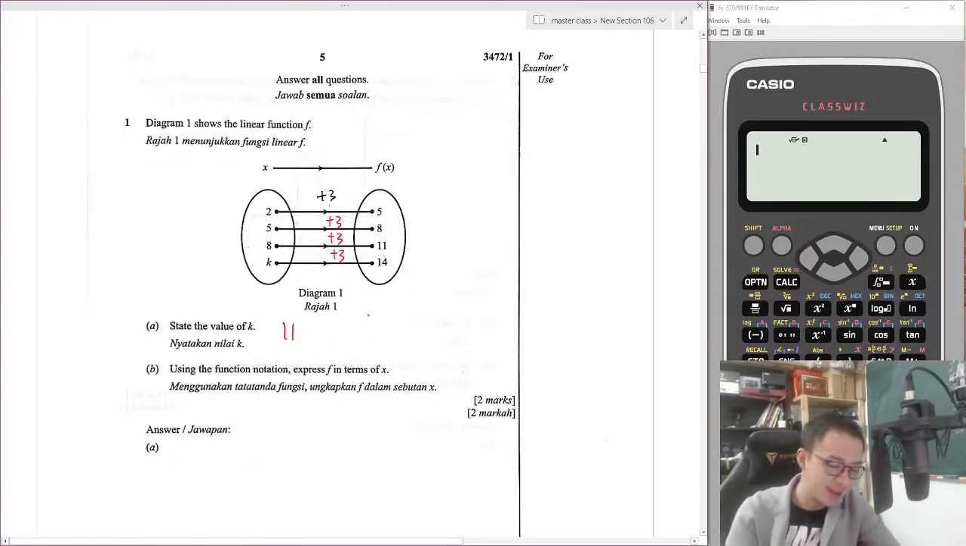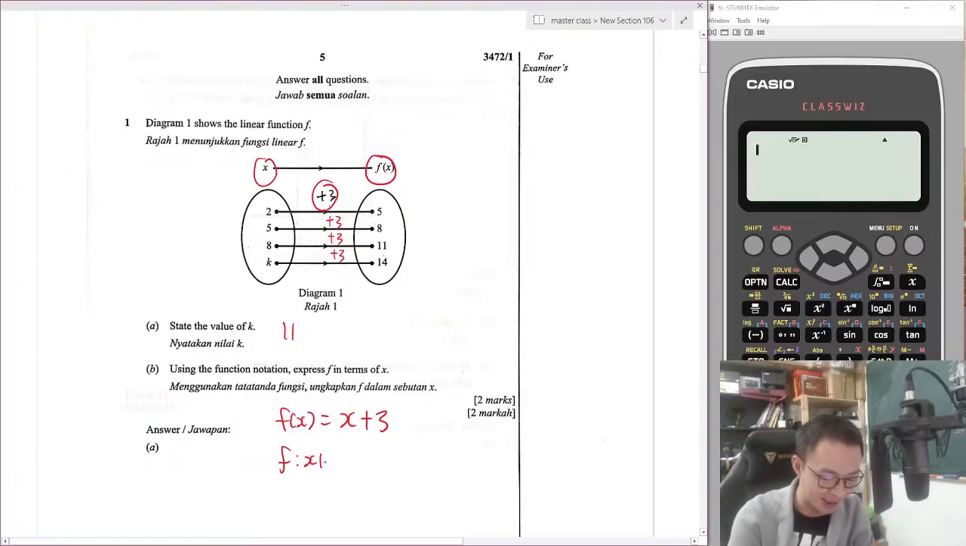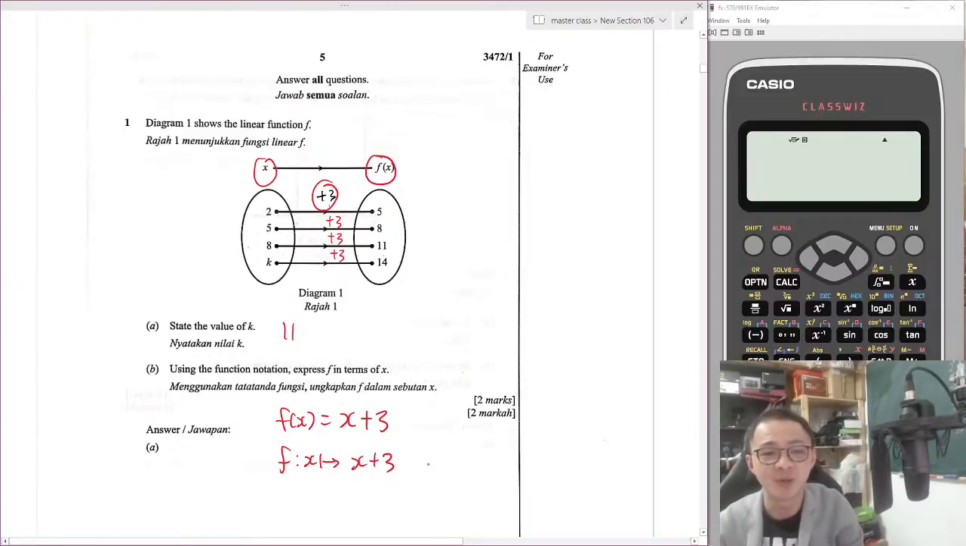It's very easy. Then, using the function notation, they ask you to write the f(x) equation. I know my f(x) is basically equal to x plus 3, because this is the x value, and x plus 3 gives f(x). If you want to write in a function notation pattern, you can use this symbol also. Both should be correct, depending on which one you want.